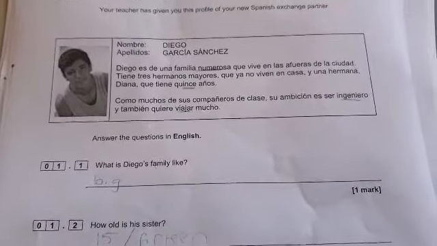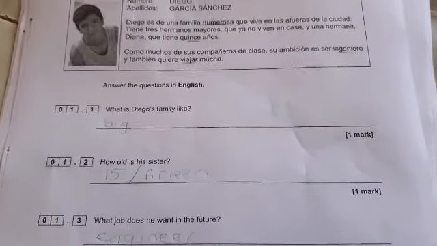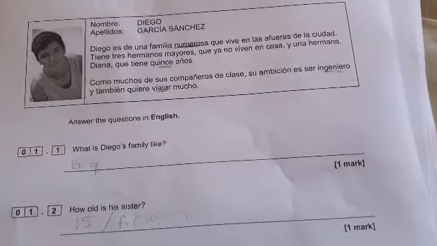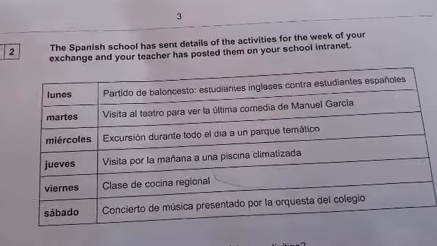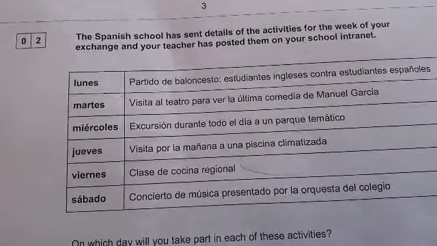The foundation paper is just really about reading and taking your time and just remembering your vocab that you saw in class. So for question 2, it says, the Spanish school has sent details of the activities for the week of your exchange. Your teachers posted them on the school intranet.